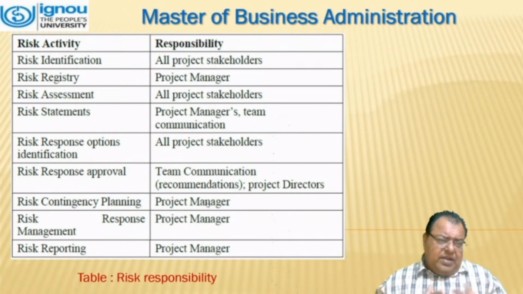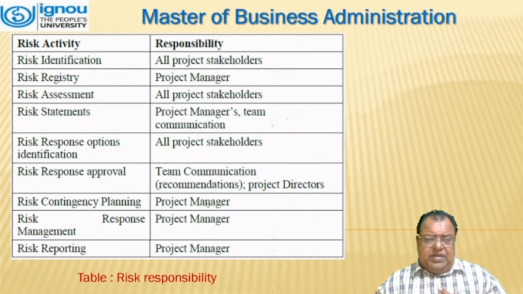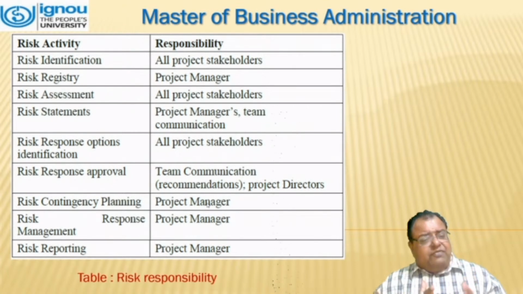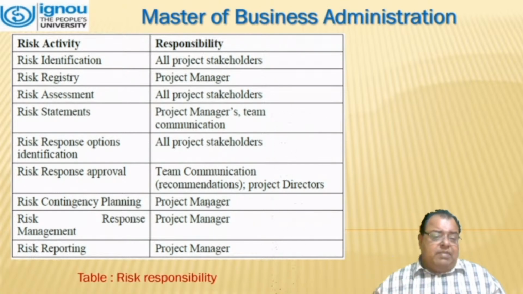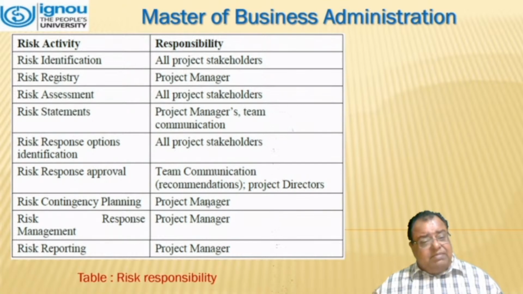Now, we talk about the risk activity. First of all, risk identification. The question arises: who is basically responsible to monitor it? We are talking about risk management, monitoring. Different types of risk are there, and who is basically responsible for taking action? Risk identification, no doubt, is the responsibility of all project stakeholders. Risk registry, it is the project manager. Risk assessment, all project stakeholders. Risk statement, project manager's team, communication.